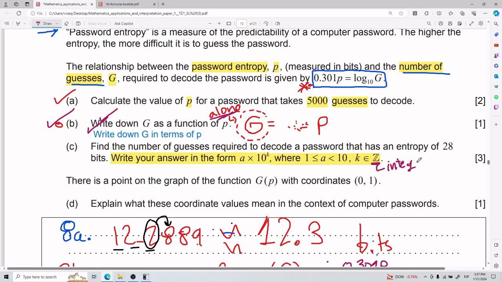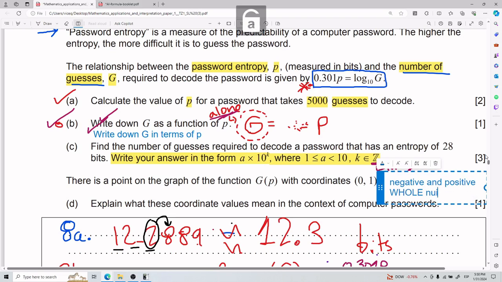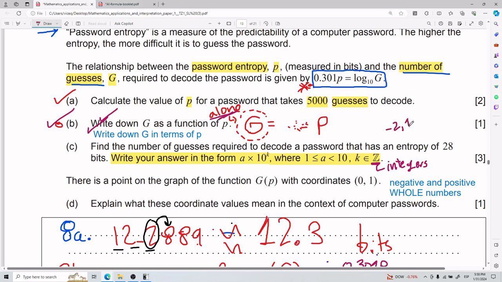What are integers, you guys? Integers are negative and positive whole numbers, okay? When I talk about whole numbers, an integer would be like -2, -1, 0, 1, 2, to infinity, and also to negative infinity. Let's be inclusive, see? So, that is for integers, okay?